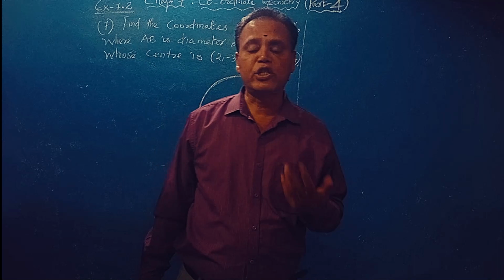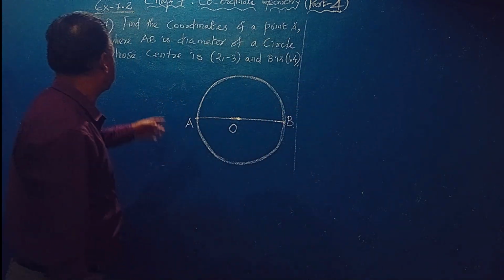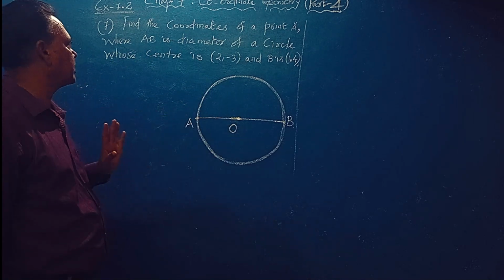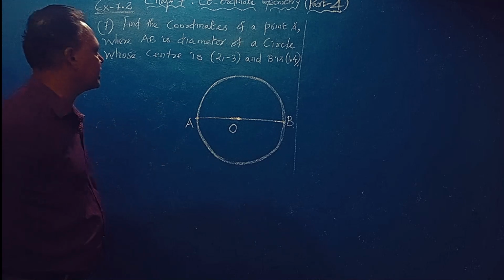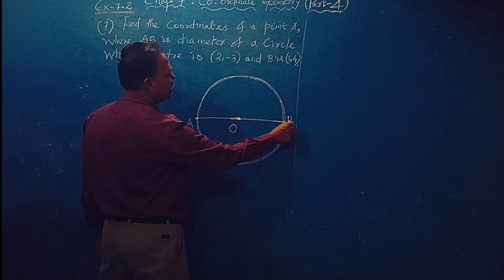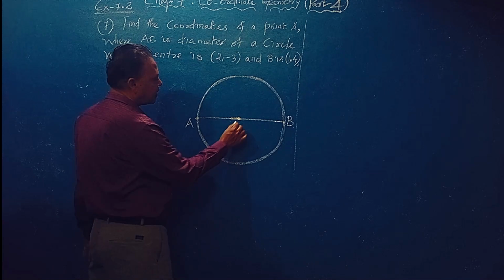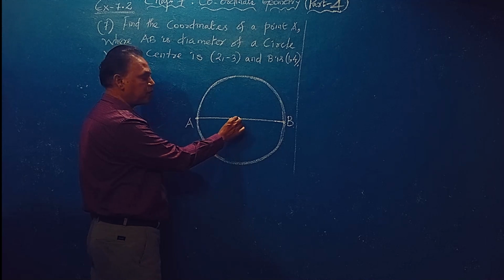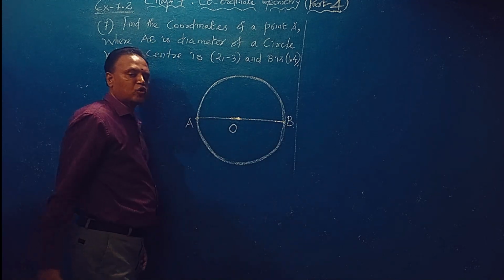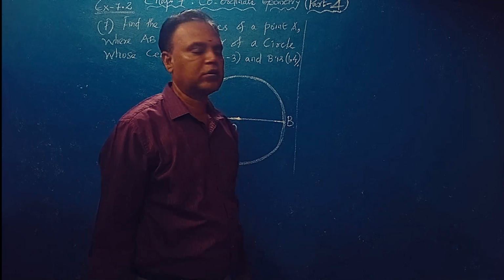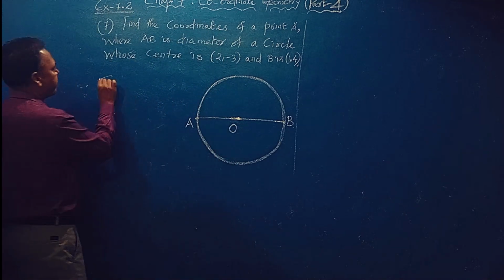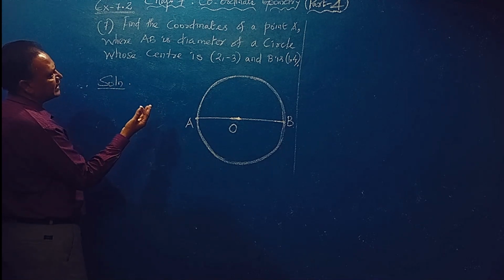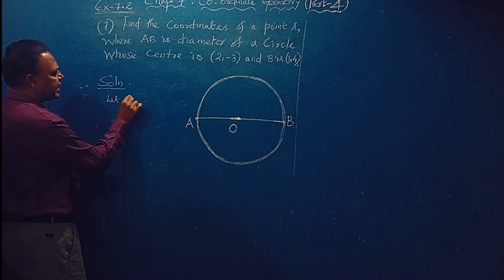So now we will see the next problem, the seventh problem. Read out the problem. Find the coordinates of a point A where AB is the diameter of the circle whose center is 2, minus 3 and B is given. So, what is O? Midpoint. Center means correctly the midpoint of AB. So how to use the midpoint formula? Solution. We have to find out A. So let the required point be.